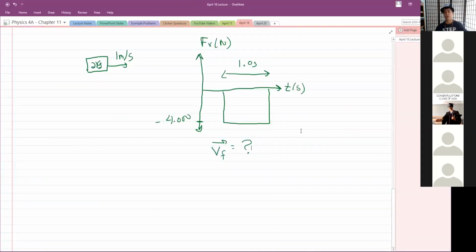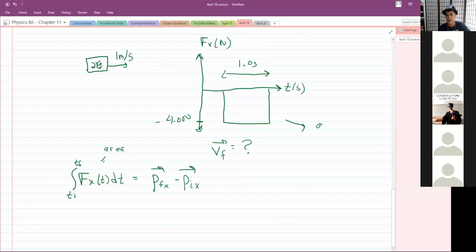Again, I know that the integral of Fx dt from my initial time to my final time is equal to my final momentum in the x direction minus my initial momentum in the x direction. This is the area under the curve. Now my force is -4 newtons and my time is 1 second, so my area is going to be -4 newton-seconds.